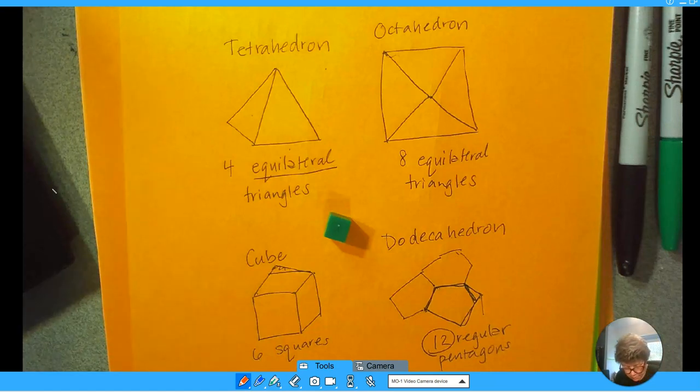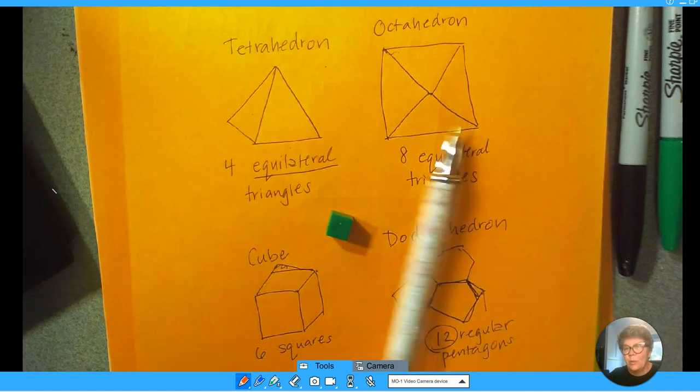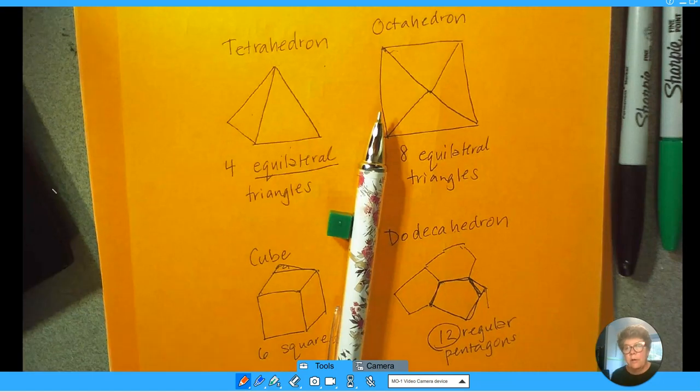Okay, so we're going to stop here, and I'll see you in video 2, where we're going to be making our own right rectangular prism.